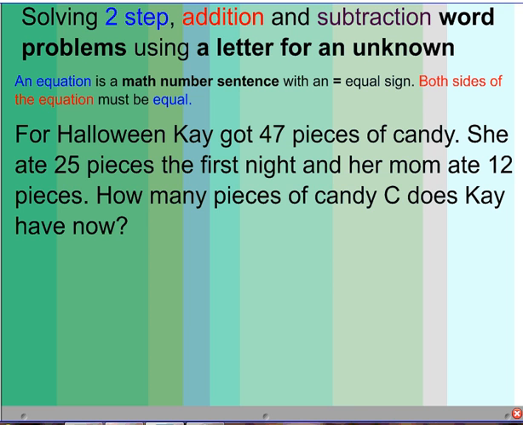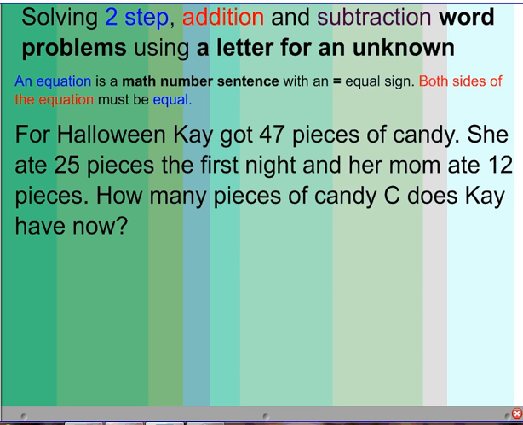So for Halloween, Kay got 47 pieces of candy. She ate 25 pieces the first night, and her mom ate 12 pieces. How many pieces of candy, C, does Kay have now? Then we go through the problem a second time, and we're going to underline, circle, and take notes on important information.